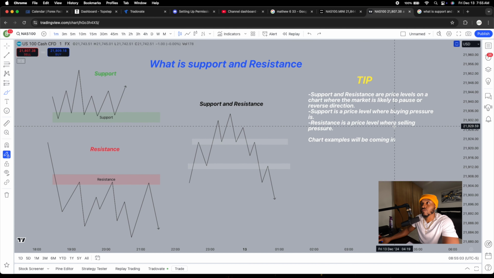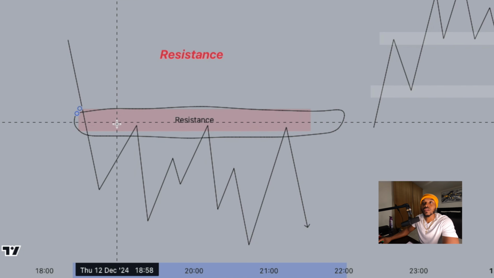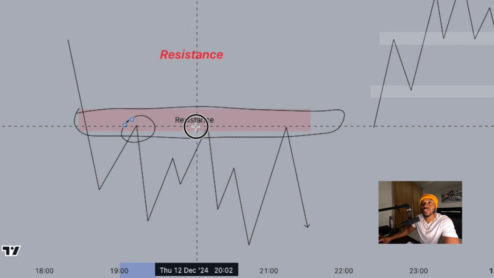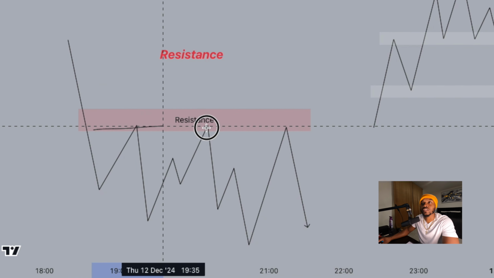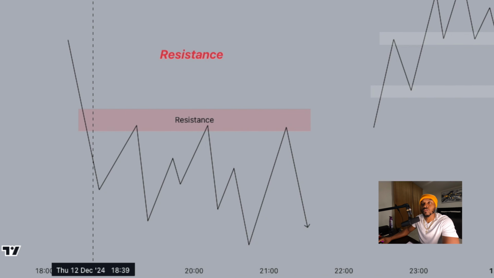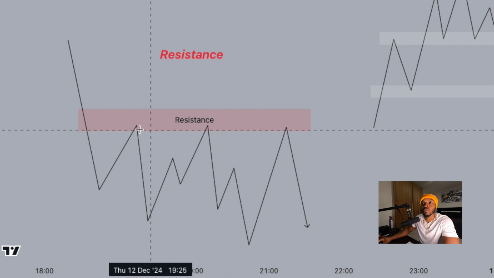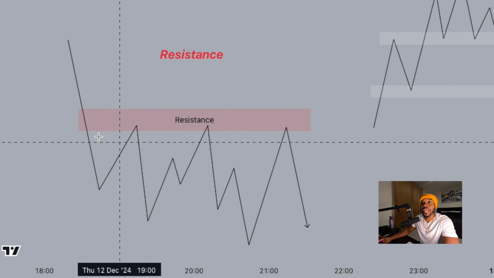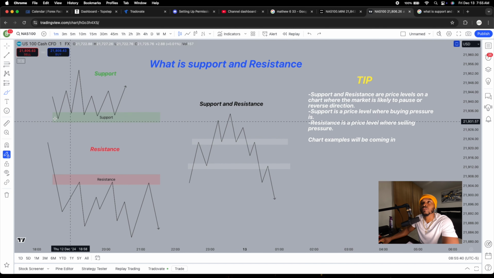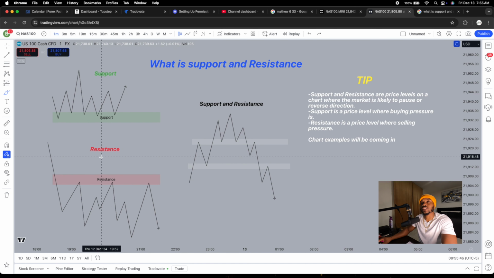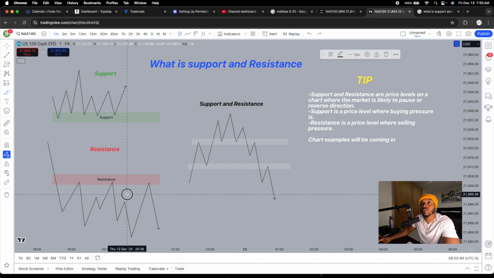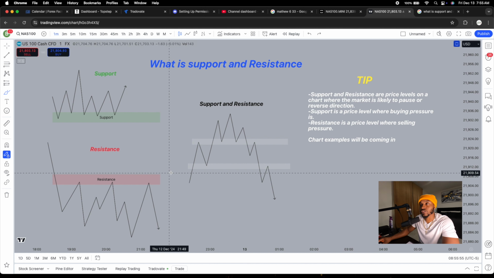Resistance is a price level where there is selling pressure. So you can see in this area of price, anytime the price got up to this level, there was a rejection or a level of resistance for price to go higher. As you can see, once again, it is not just one specific spot, it is an area of price. If we look right here, this is support, this is resistance. Now, support and resistance can be broken. It is a level of price or an area of price that can be and will be eventually broken.